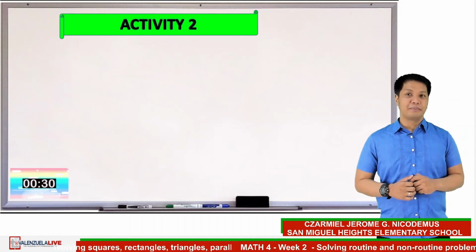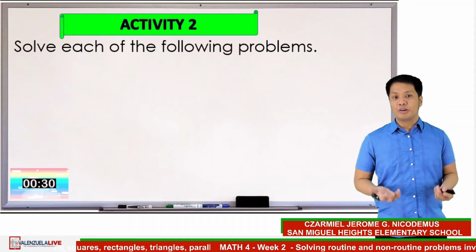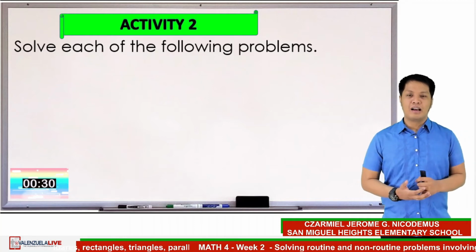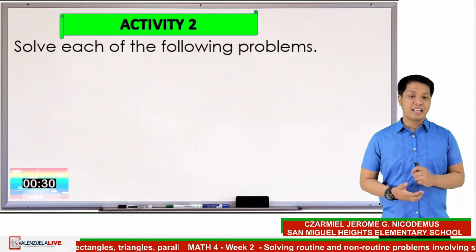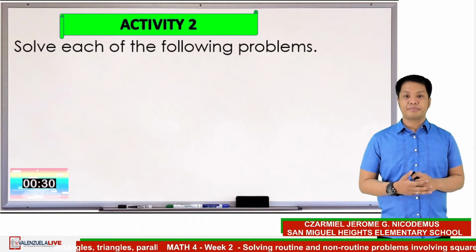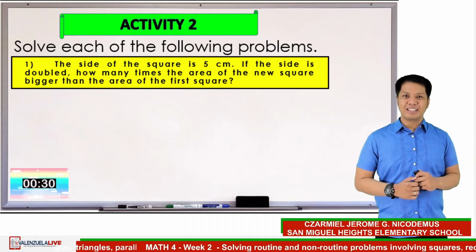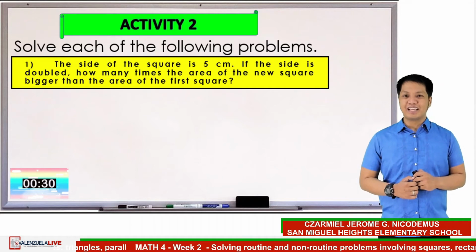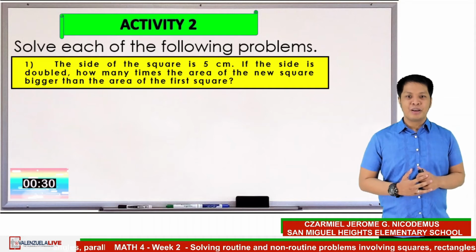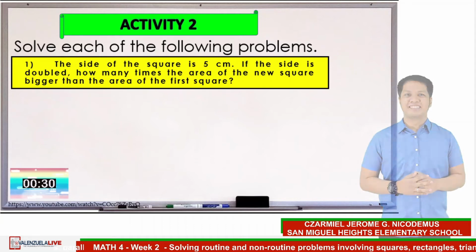For your second activity, solve each of the following problems using your own strategy, or you may use the steps that we discussed earlier. This time, I will be giving you 30 seconds to solve each of the problems. So, problem number 1. The side of a square is 5 centimeters. The side is doubled. How many times is the area of the new square bigger? Your time starts now.